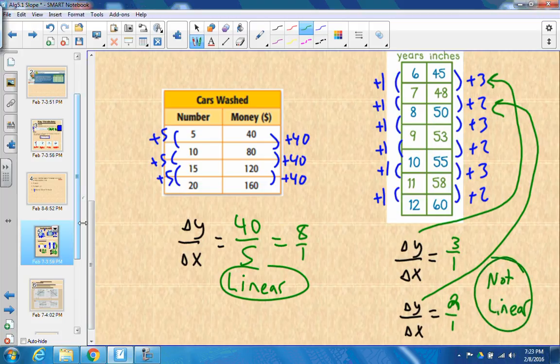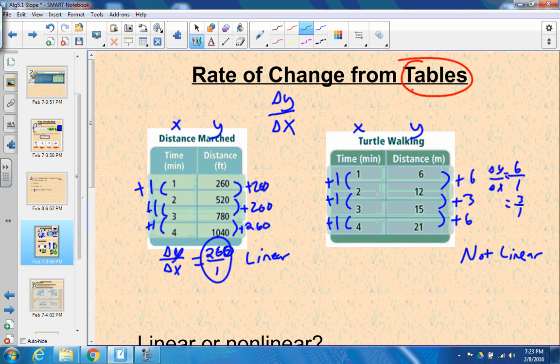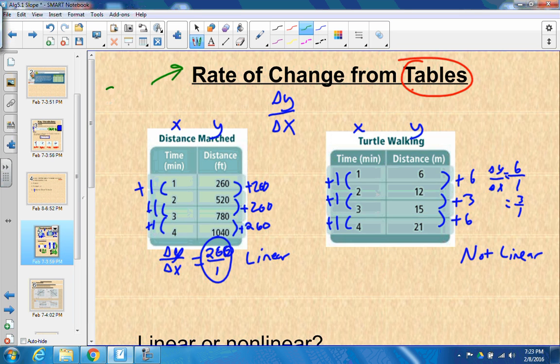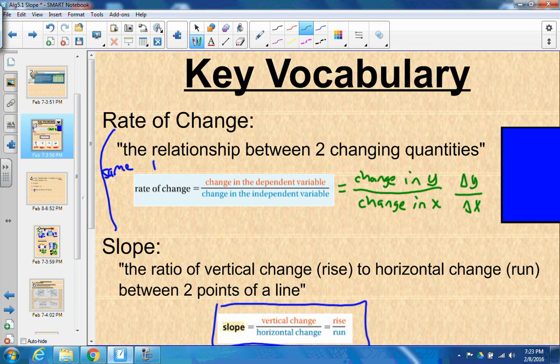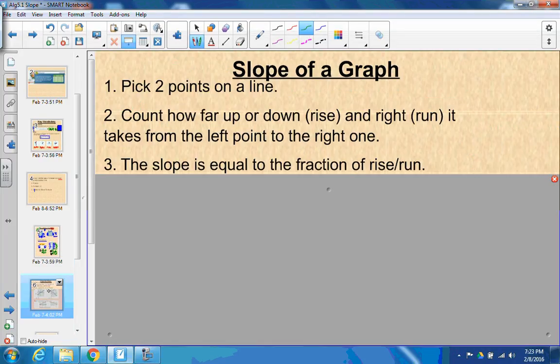Alright, so that is finding slope, or finding the rate of change from a table. Remember, rate of change is the same as slope. We're talking about the same thing here. So we're going to now find the slope of a graph.